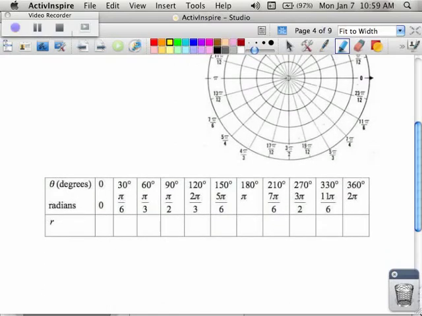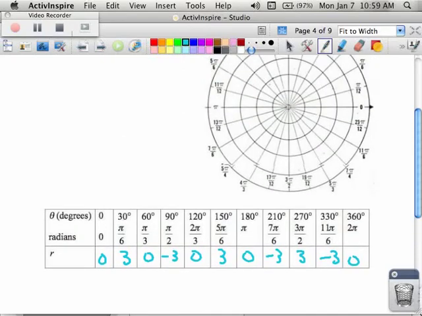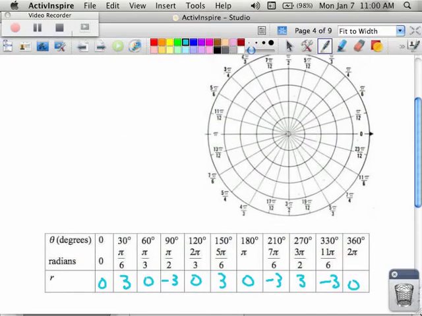Down at the table, if I fill in some numbers, I get 0, 3, 0, negative 3, 0, 3, this is kind of boring. 0, negative 3, 3, negative 3, and 0. What kind of graph is this? A rose. Okay, I'm going to write that down. Rose. Remember, when you get done, you should have a rose.